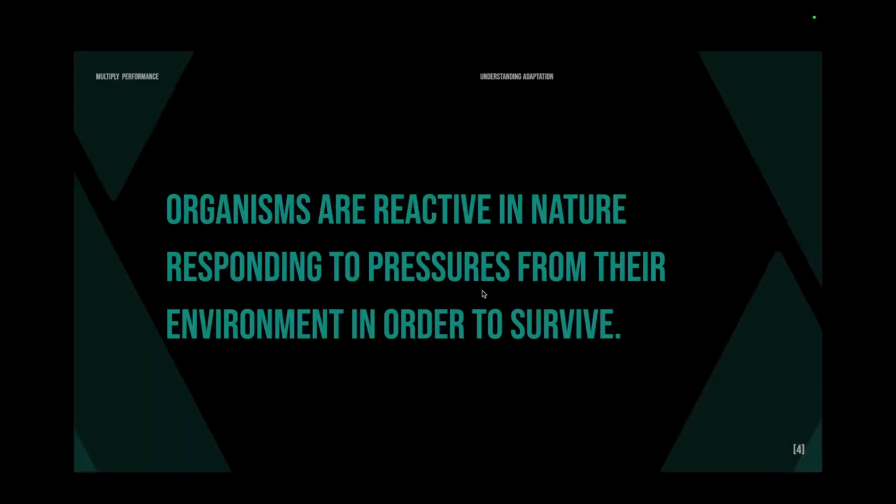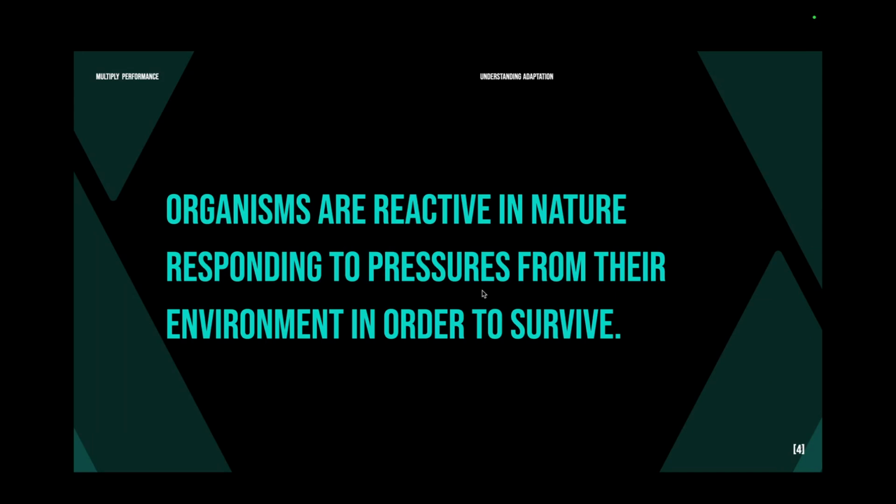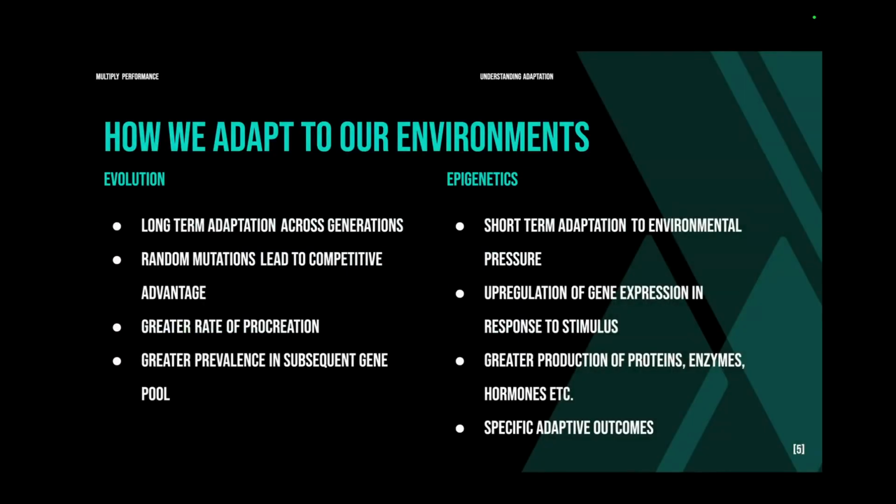So, adapt or die. Organisms are reactive in nature. They respond to pressures from their environment in order to survive. When we think about how organisms adapt over time, typically we think about evolution. So we think about the long-term adaptations across generations. In this particular mode of adaptation, basically some kind of random mutation takes place at a genetic level. If that random mutation gives a preferential advantage to the individual within that species that expresses that phenotype, then it's more likely that individual is going to be able to procreate.